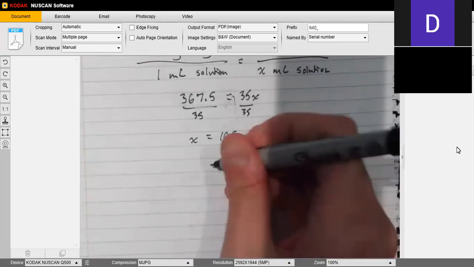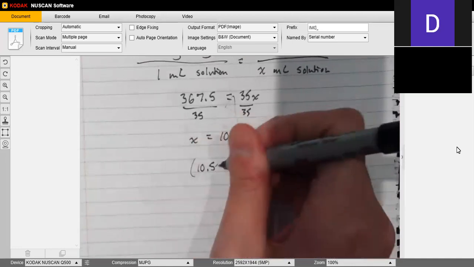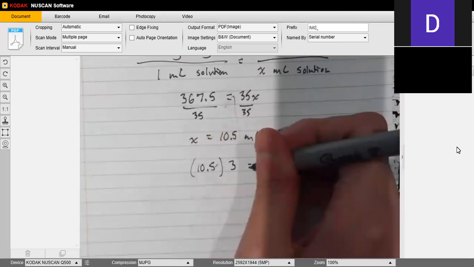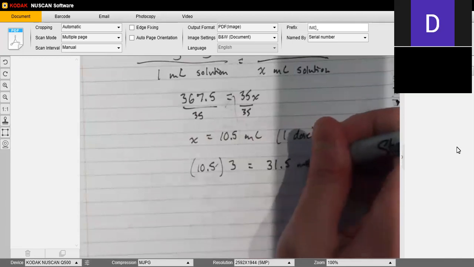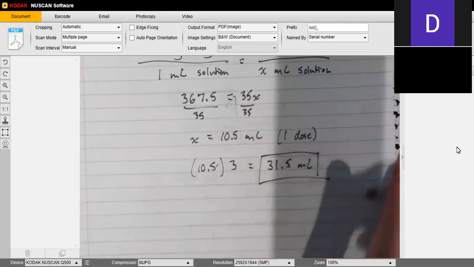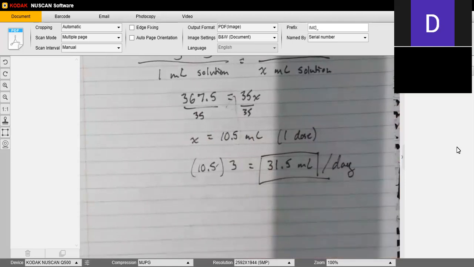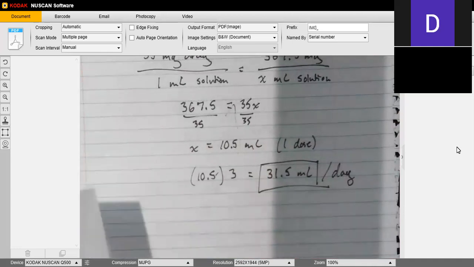So all you have to do to get the actual answer to the problem is multiply 10.5 times 3, and that equals the total dose a day that they're getting. The total milliliters per day that they're getting is 31.5 milliliters, and that's per day because they're getting 3 doses per day. So that is that with ratios and proportions calculations for chapter 23.